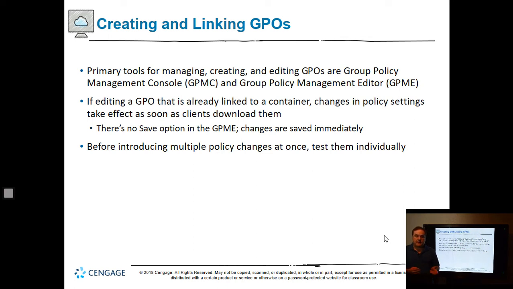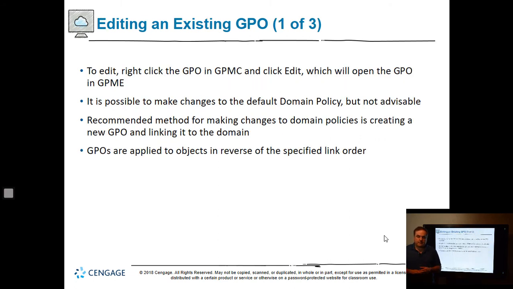So if a group policy object that's already linked to a container changes in policy settings, take effect as soon as the clients download them. So if I go to make a change to a group policy object, it doesn't affect the user until it gets downloaded to that particular computer. So there's more than one way to do that. One is I could restart my computer. The other is I could just run gpupdate /force. It gets downloaded and then it gets applied.